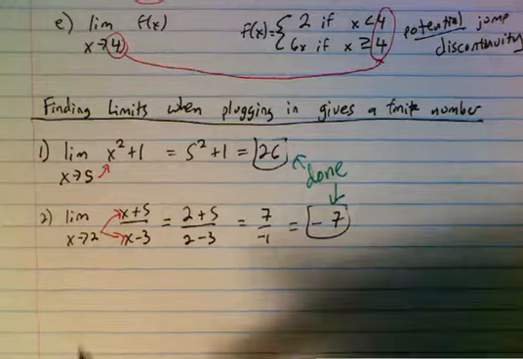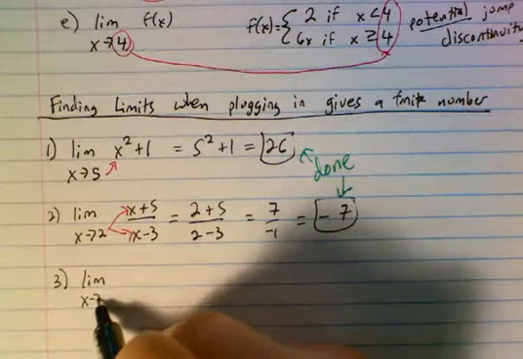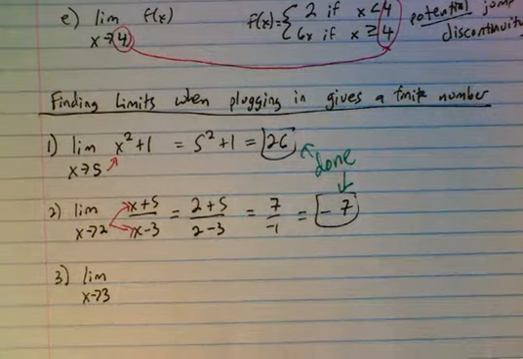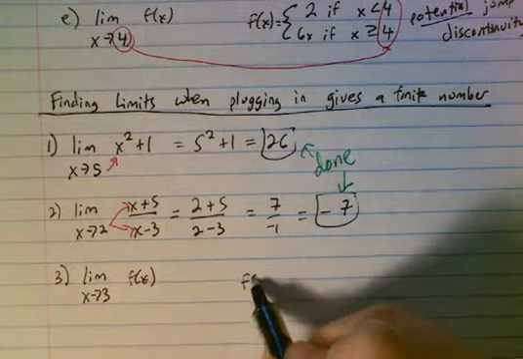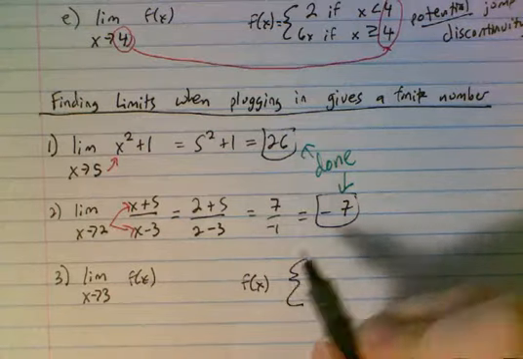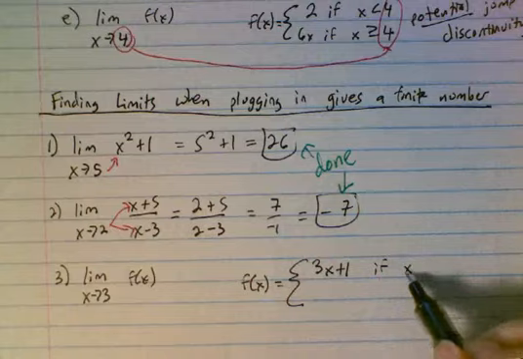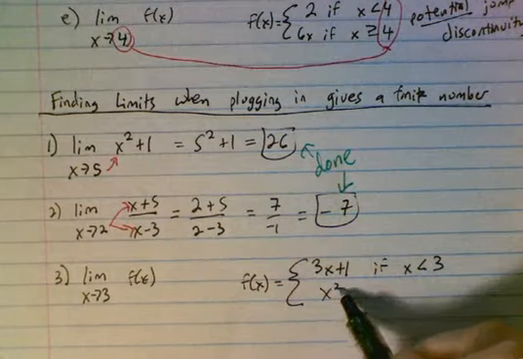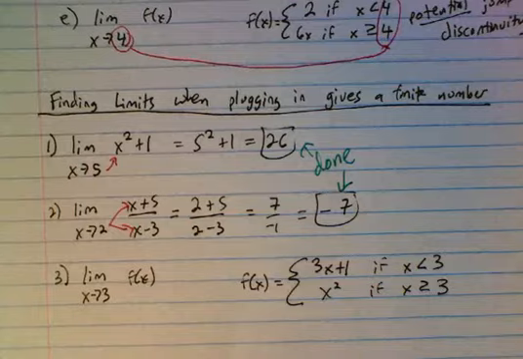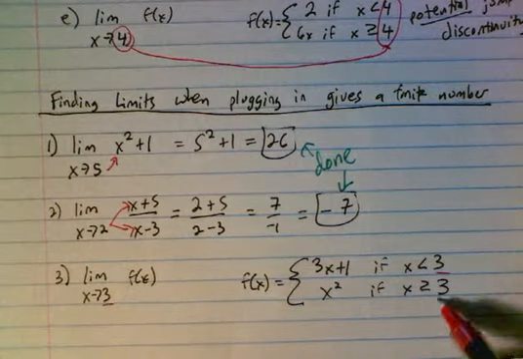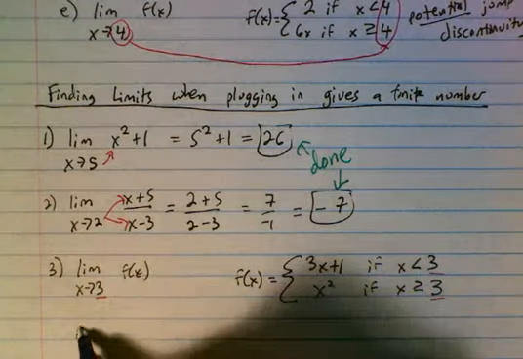Where it gets more complicated is if we have this situation. Let's say there's a limit as x approaches 3 of f of x, and we know f of x is 3x plus 1 if x is less than 3, and it's x squared if x is greater than or equal to 3. Now I notice that this matches those two, so we have a potential jump discontinuity.